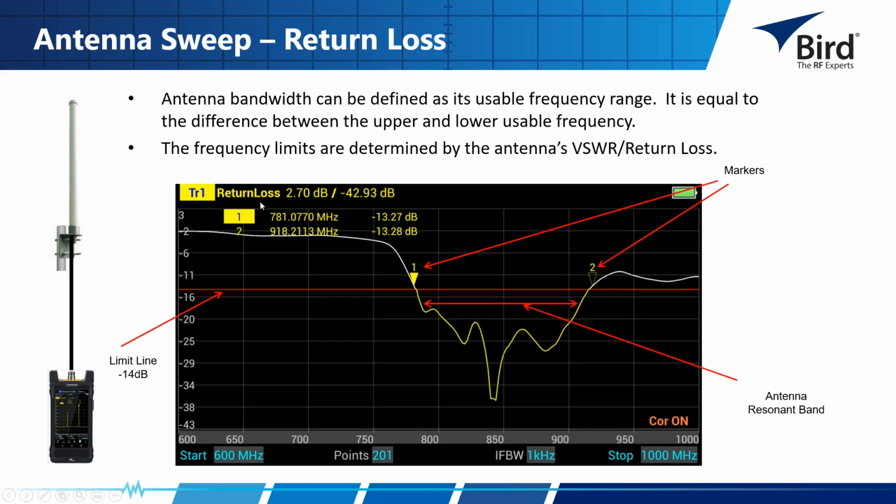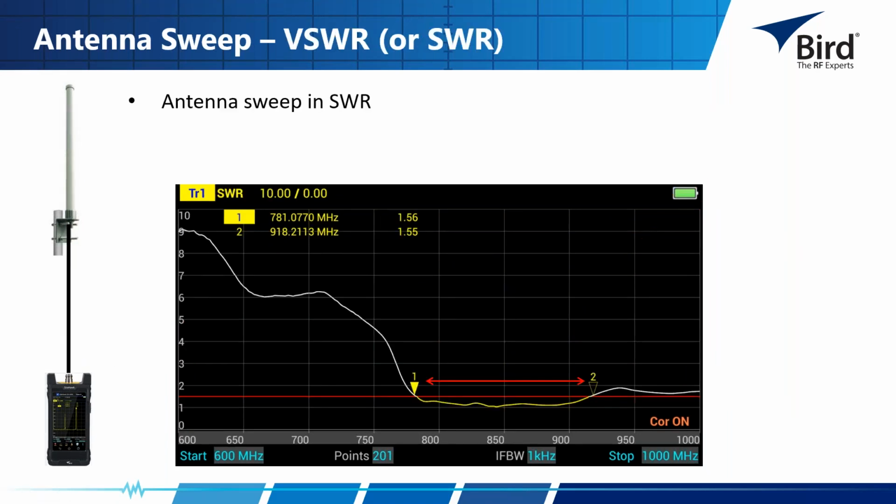Also note, I'm getting my results back in return loss. Well, what about SWR? This is the exact same sweep, except note that I've changed my scale from return loss to SWR. The markers are in the same place, 781, 918. The only thing that has changed is our sweep looks a little bit different, which it will when you're comparing VSWR to return loss.